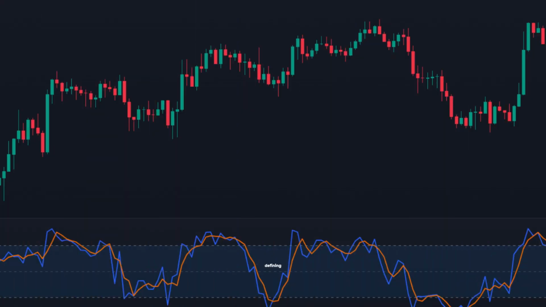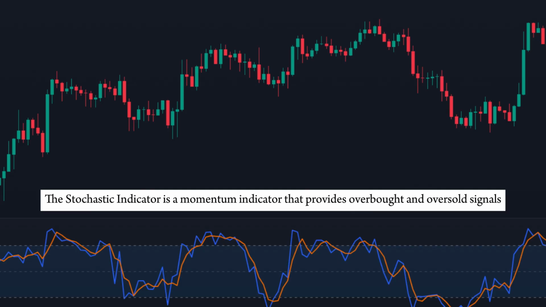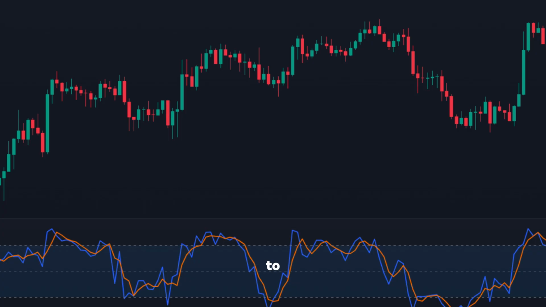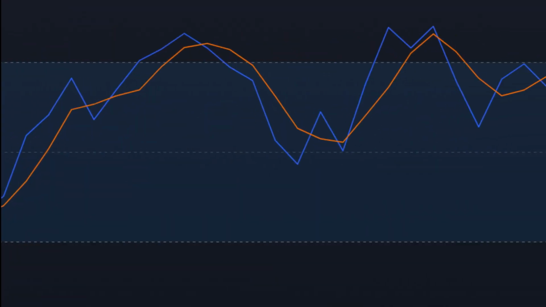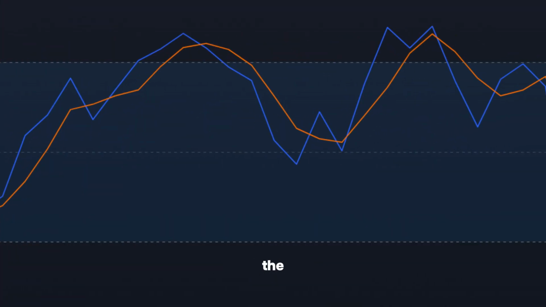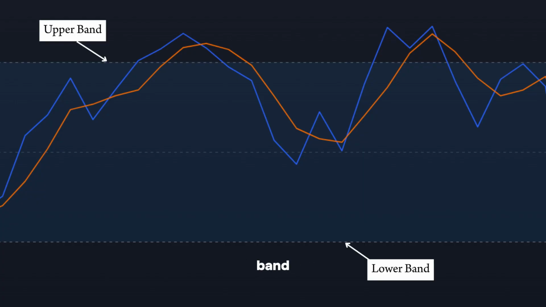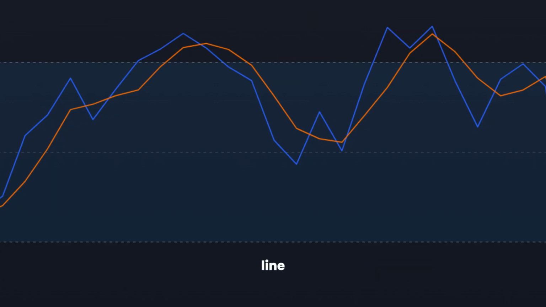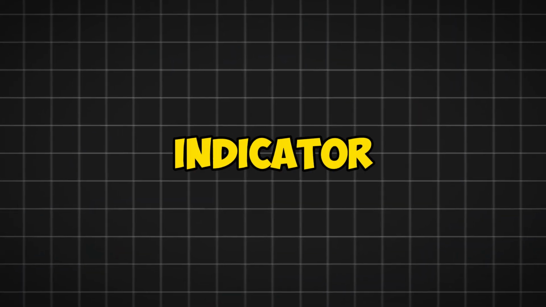Let's begin by defining the Stochastic Indicator. The Stochastic Indicator is a momentum indicator that provides overbought and oversold signals. It can also be used to predict trend reversals. There are four key components of the Stochastic Indicator: the upper band, the lower band, the %K line, and the %D line.